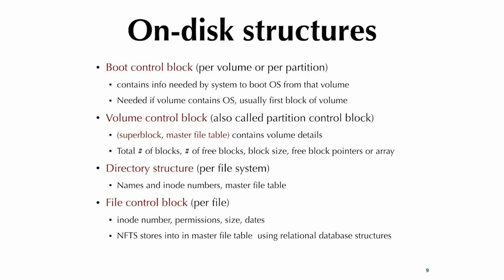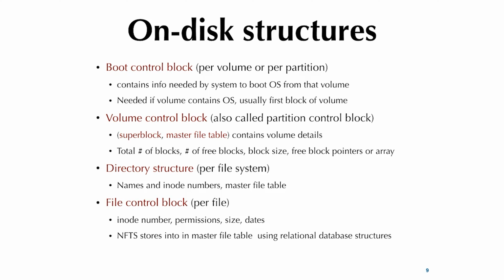Now you have a directory structure. So now it's one directory structure per file system, and a directory structure is really one that tracks all the different directories. Okay, and what do you need in a directory? Well, the name, the inode number, the master file table. And you also have what's called the file control block, and that is one per file.